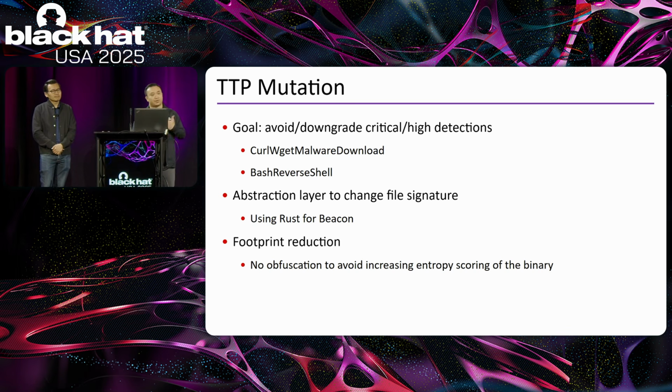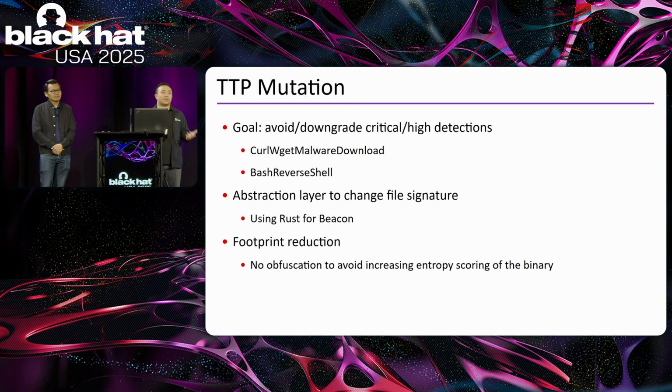So to introduce an abstraction layer, I used Rust to write a minimal beacon with no obfuscation to reduce the footprint. I chose Rust because Rust technically has a very lightweight runtime, so that still provides me with an abstraction layer, but it's also lightweight, so it's still relatively fast.